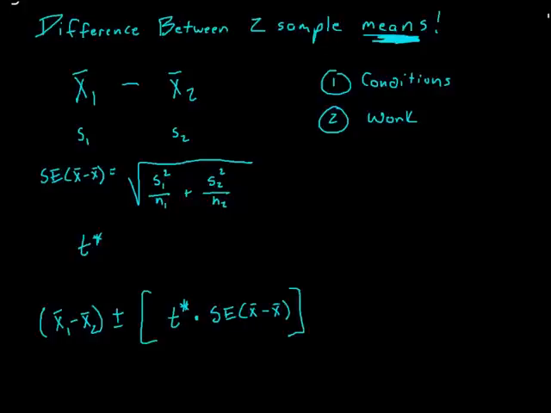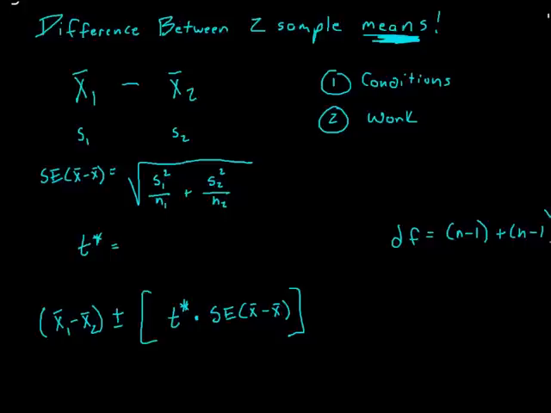Now, here's the problem. You have two samples. What do you use for degrees of freedom to find t star? T star is found by looking it up on your degrees of freedom chart or your t chart. But what do you use for degrees of freedom? I'm going to write that down right here. You do the first sample size minus 1, and then you add to it the second sample size minus 1. Now, that is one of many.